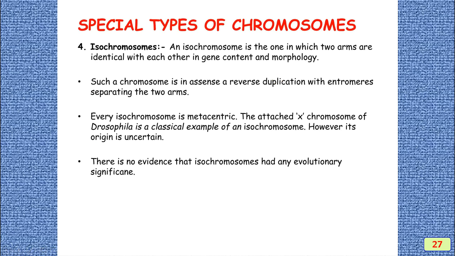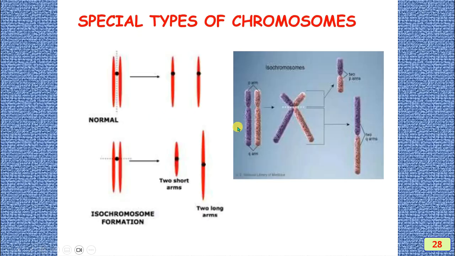And such a chromosome is a mirror image or reverse duplication with centromere pairing of two arms. Every isochromosome is metacentric. Then these are called the normal chromosomes. Isochromosome formation is there with two short arms and sometimes two long arms.